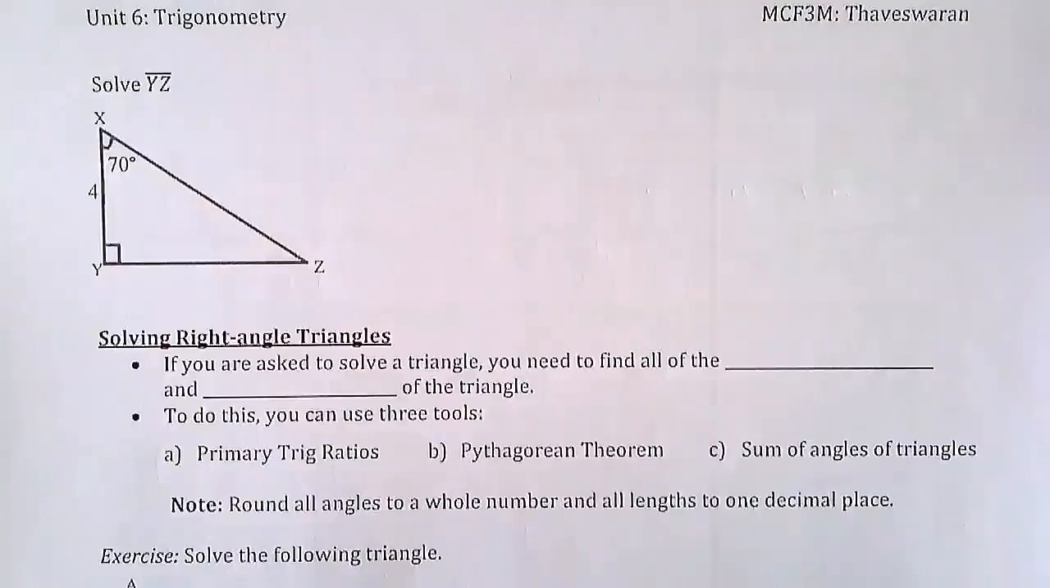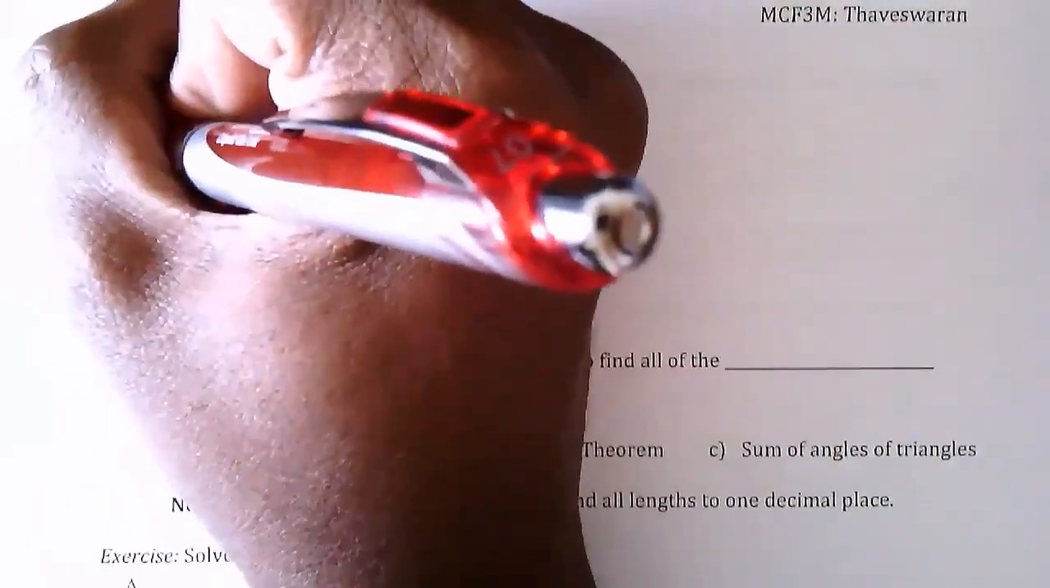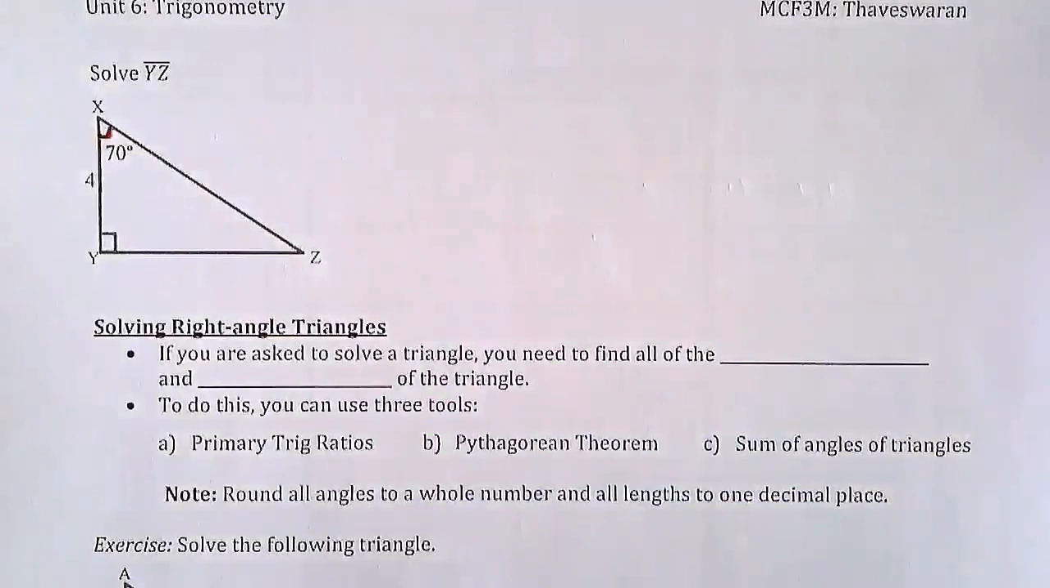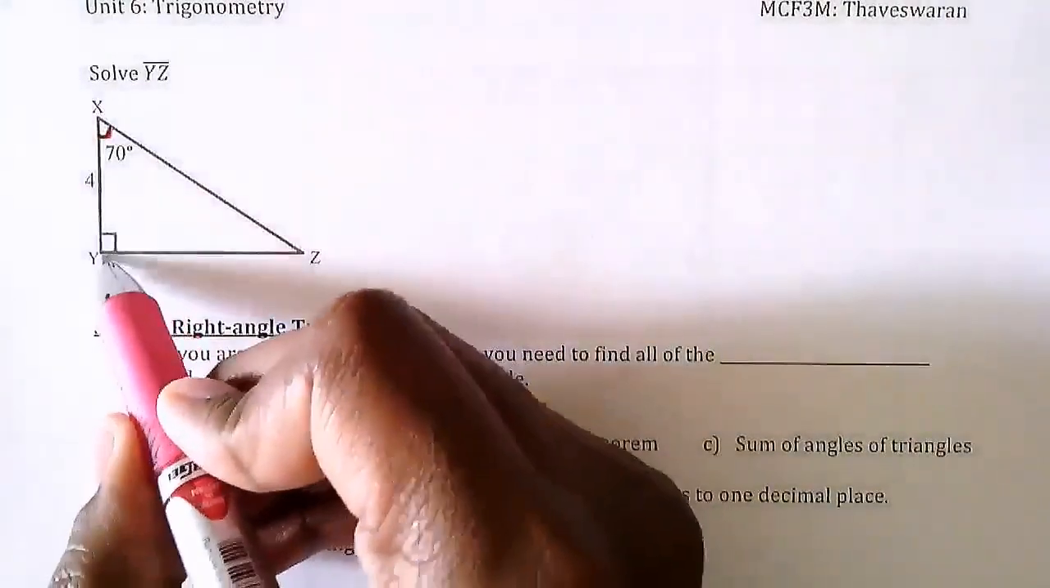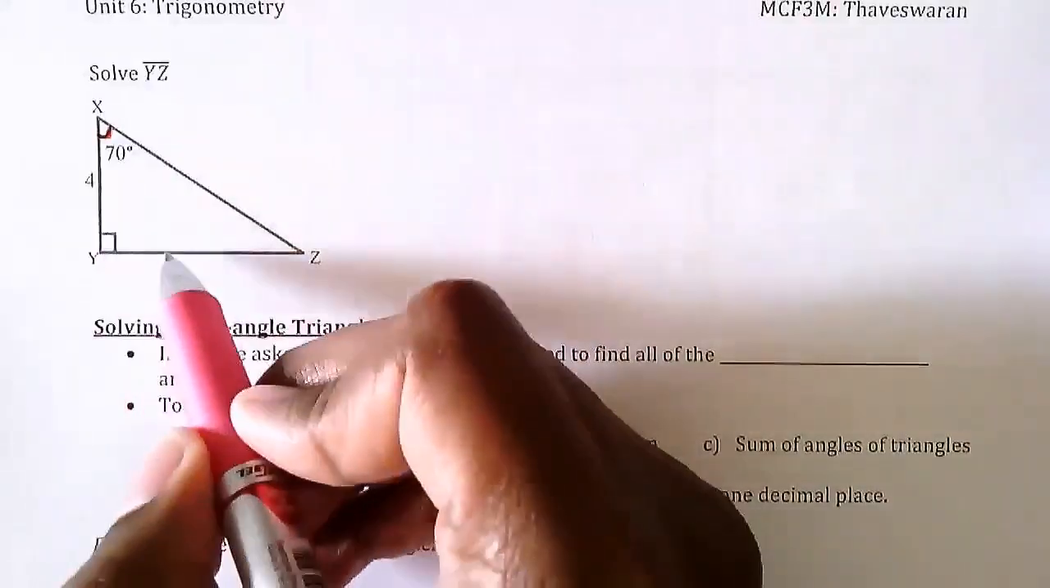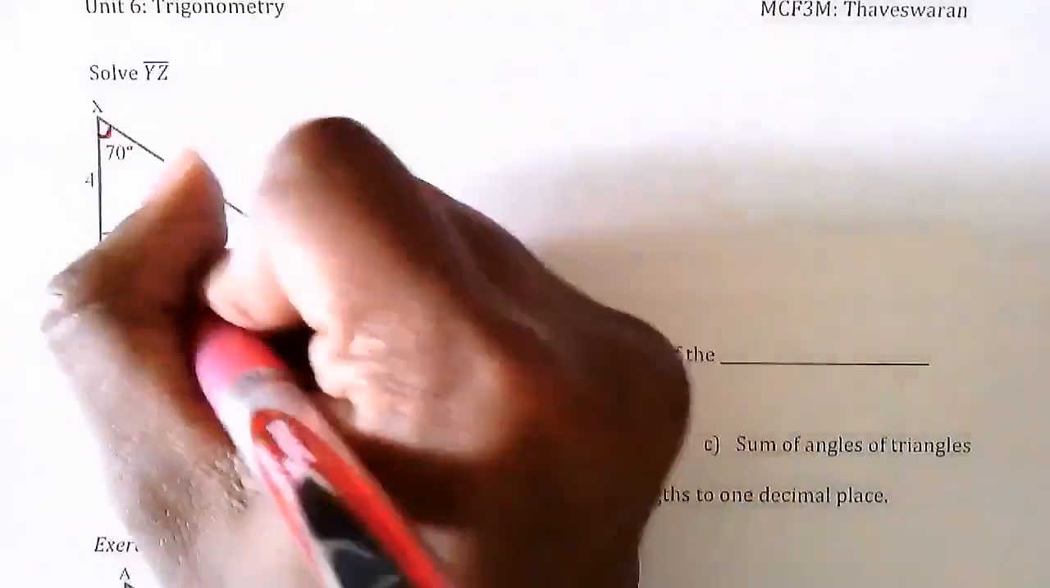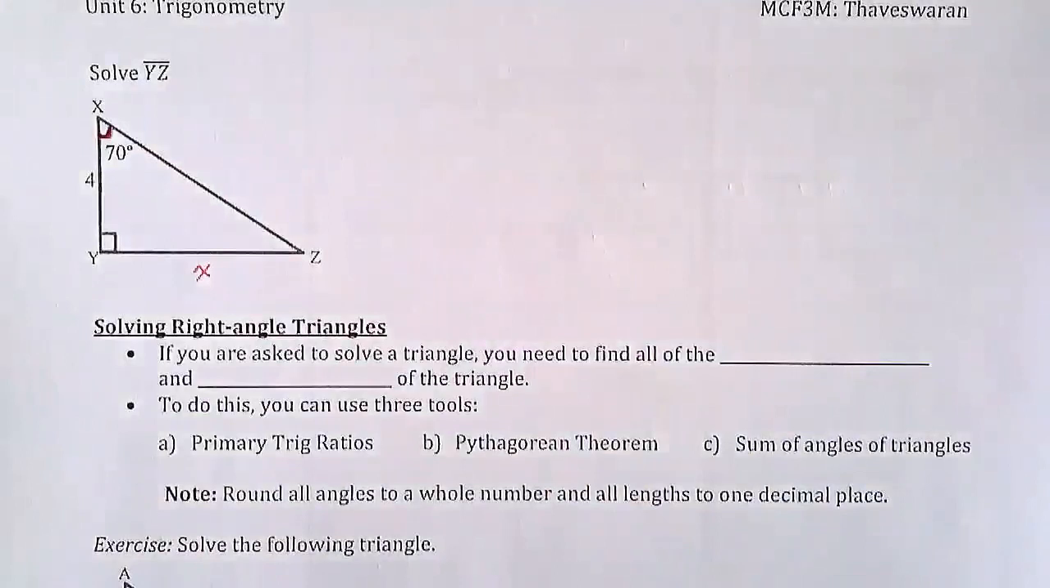Okay, so we have one last question here where we are solving for a specific side length. So in this case, again, we've been given our angle of interest. It's right here, 70. And we want to find the side length YZ. So YZ, if I take a look, is right here. So again, this is opposite to x, so its name is lowercase x.